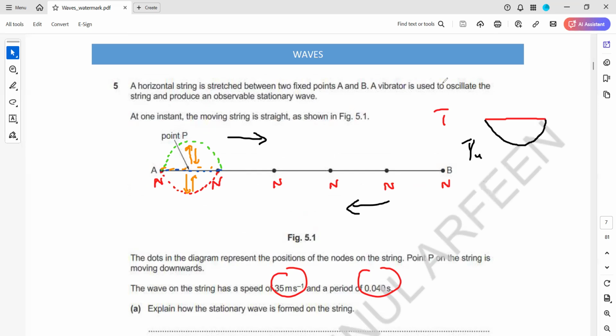Then after half, if they say sketch the position of the string at a half cycle. So after half cycle, the string will be at the center position. Then if you want to sketch a position after 3 by 4 of the time period, so this will be the position. If you want to sketch a position after one time period, it will return back. So this will be the position T. So we just want to sketch the position.